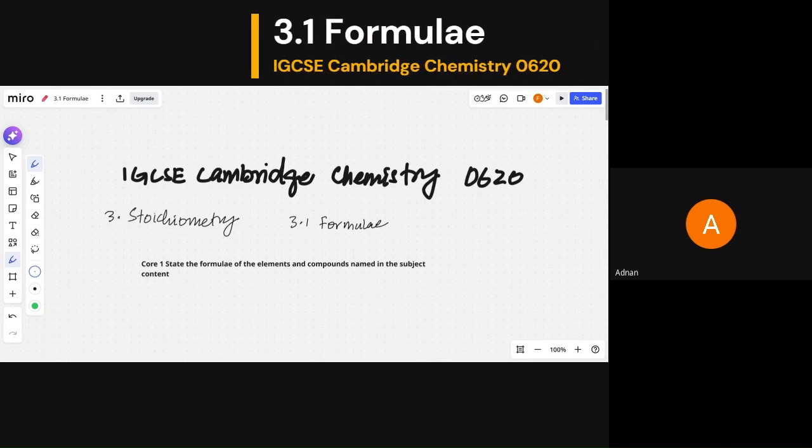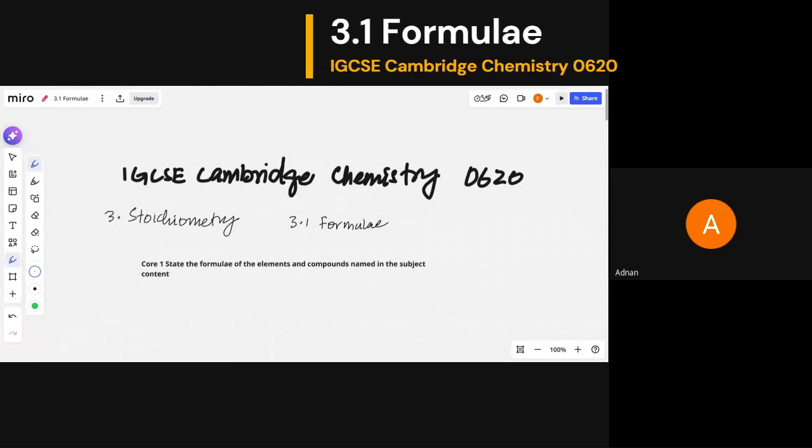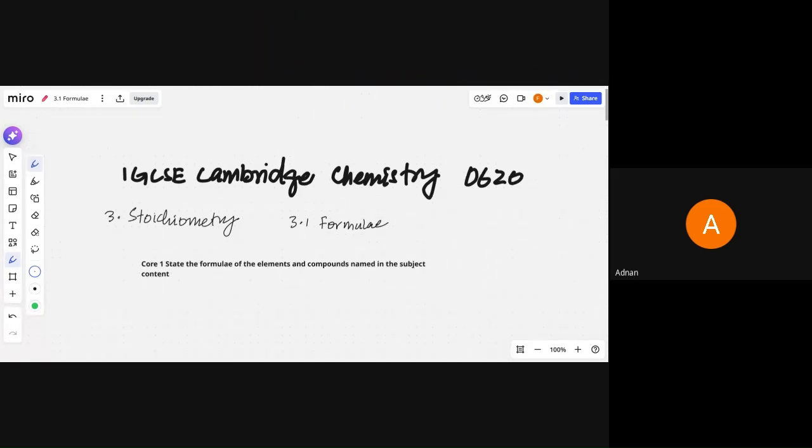In this lesson, we will be covering the first topic of chapter 3, which is 3.1. Chapter 3 is stoichiometry, and this topic is 3.1 formulae.